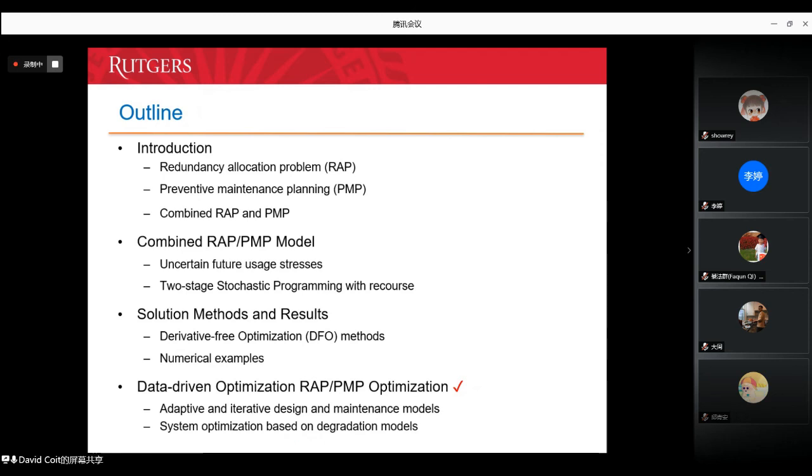Now, data-driven optimization for the redundancy allocation problem and preventive maintenance planning. Everything I've talked about today so far is what's done before the planning models, before the system is fielded and we start collecting real data. I have a preventive maintenance plan for different scenarios, but it's still based on estimates of all these parameters.